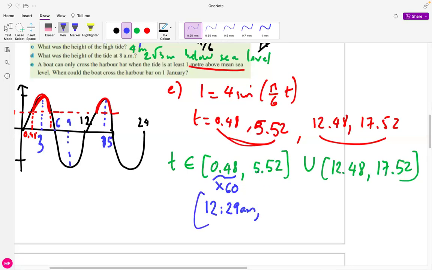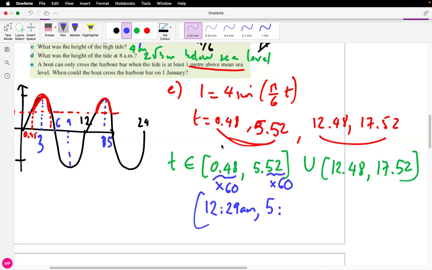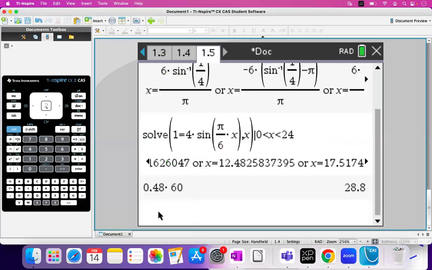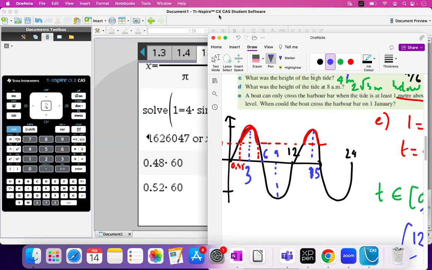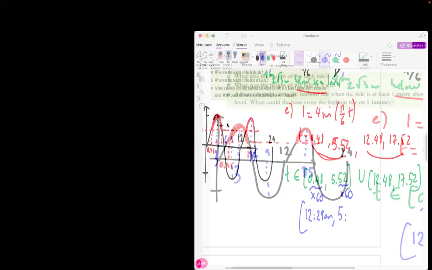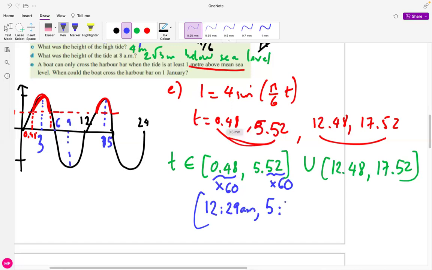Then you do the same thing here. So 5 hours after midnight, so 12 plus 5 will be 5. And to convert this decimal to minutes, you just need to times this by 60. So if I do 0.52 times 60, you get 31.2. So this will give you 5 hours and 31 a.m. So anytime between there to there.